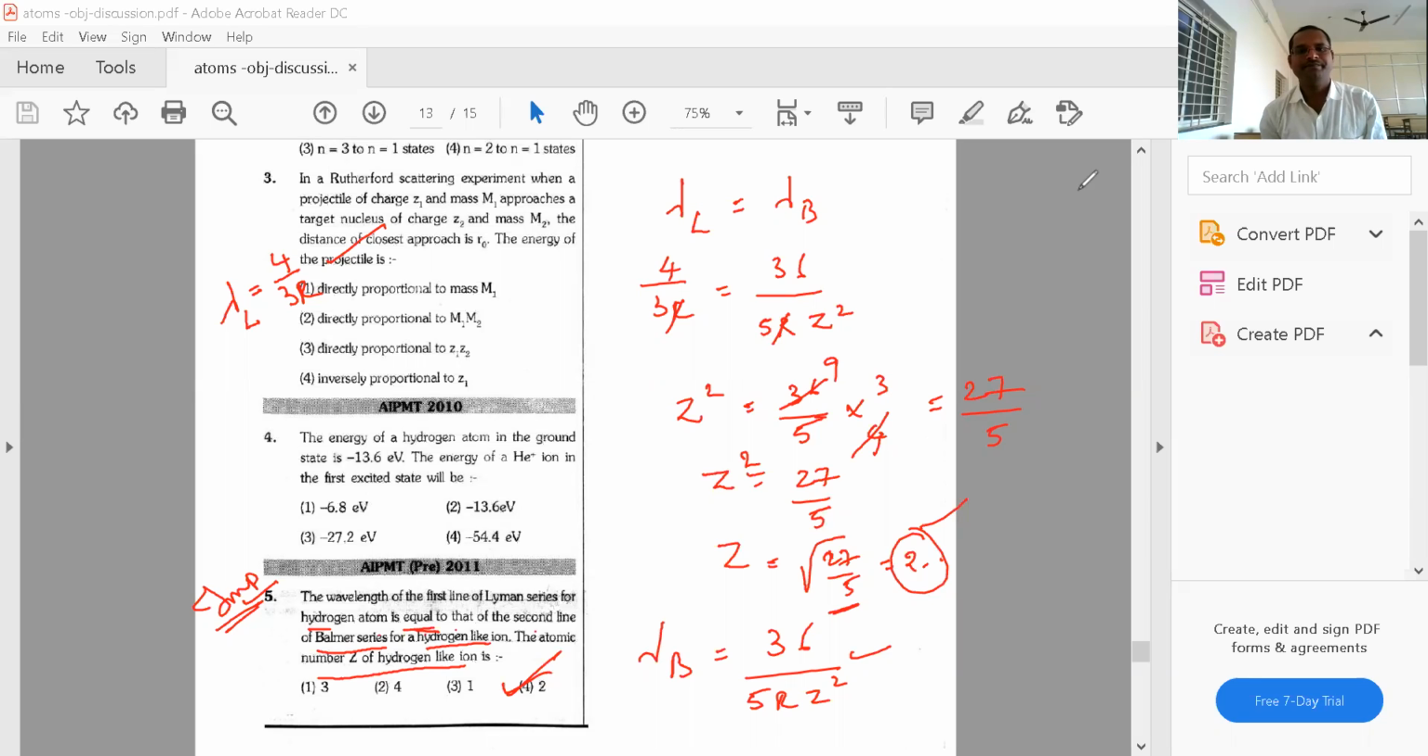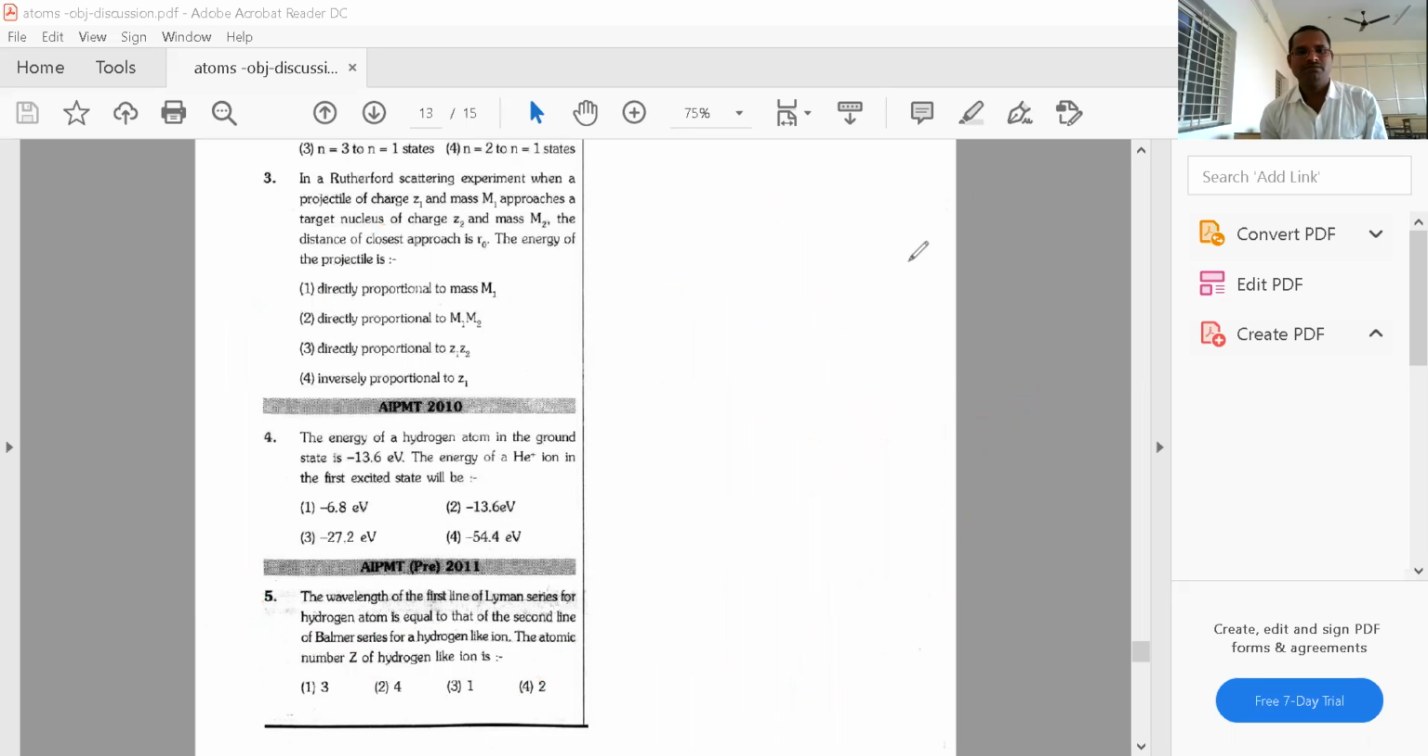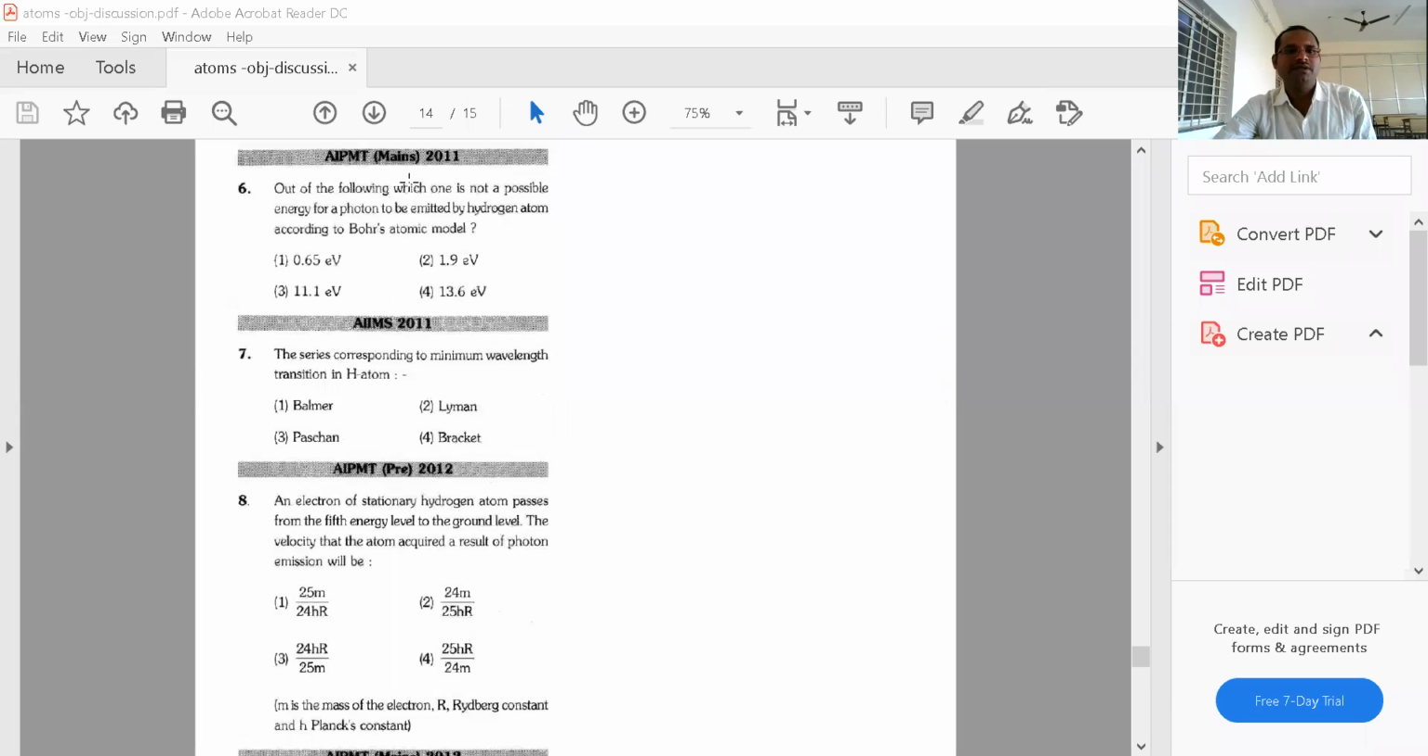Got it? Okay. Next. Question number 5 is over. Let us go for question number 6. Out of the following, which is not possible energy for a photon to be emitted by a hydrogen atom according to Bohr's model. They have given 0.65, 1.9, 13.6. These are all the possible values. Only one is not possible. So this is the answer. This is wrong, this is wrong, this is wrong.